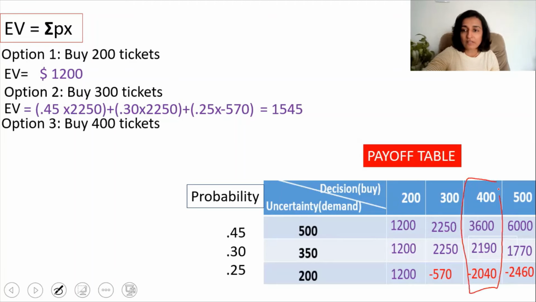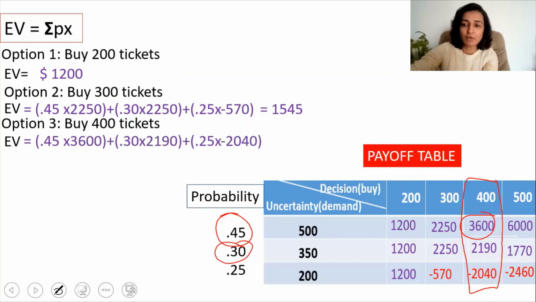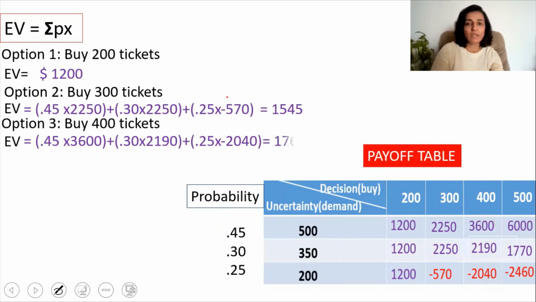Now coming to option 3, that is buy 400 tickets. So all eyes on this column. So the expected value is 0.45 into 3,600 plus 0.3 into 2,190 plus 0.25 into negative 2,040. So that's what is written here. So the EV comes to 1767.